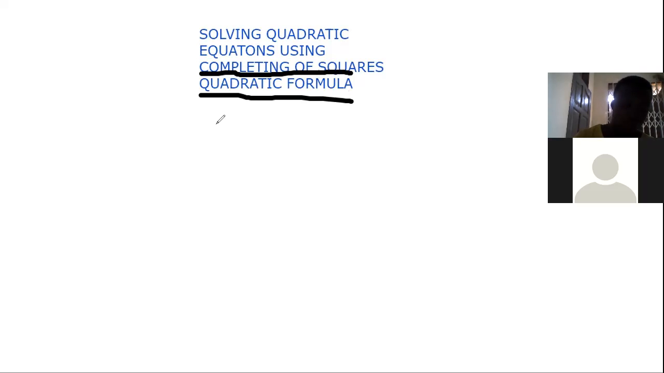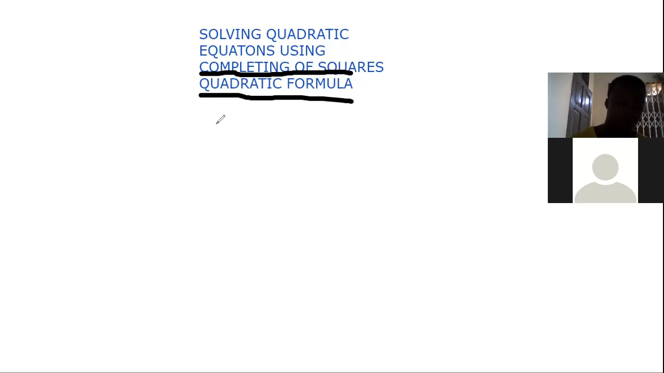You first have to make sure the coefficient of x squared is 1, just as we did previously. You do this by dividing through the equation by the coefficient of x squared. So for instance, if the coefficient of x squared is 3, you divide by 3, just as we've been doing. Then you divide the coefficient of x by 2, just as we did previously. It follows the same principle.